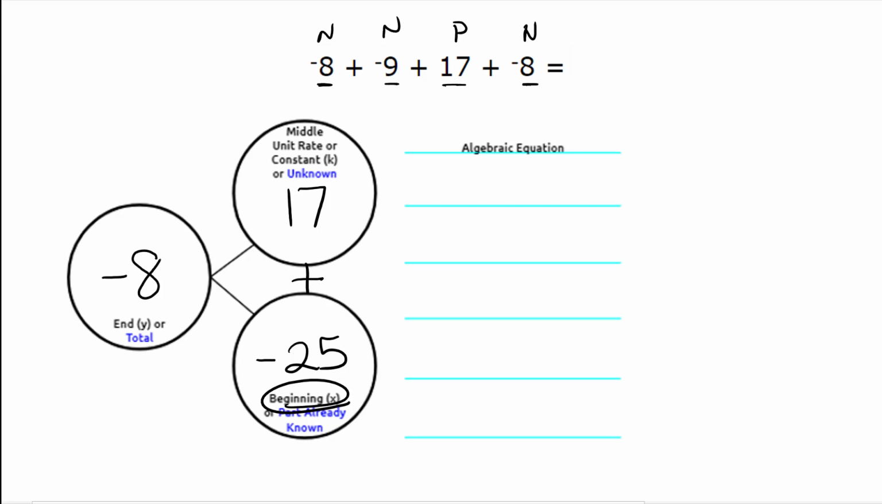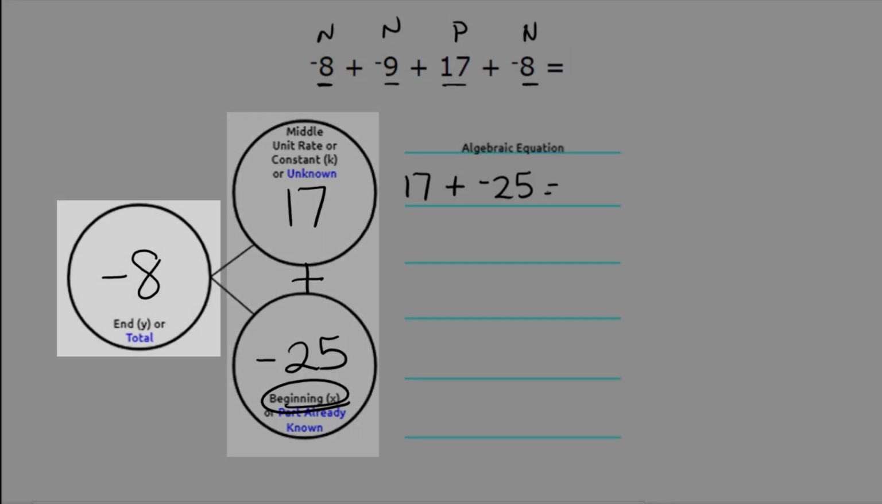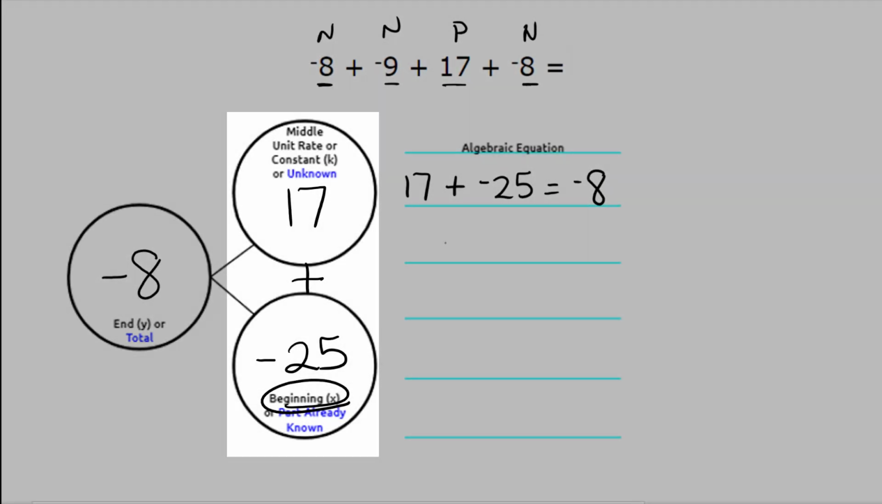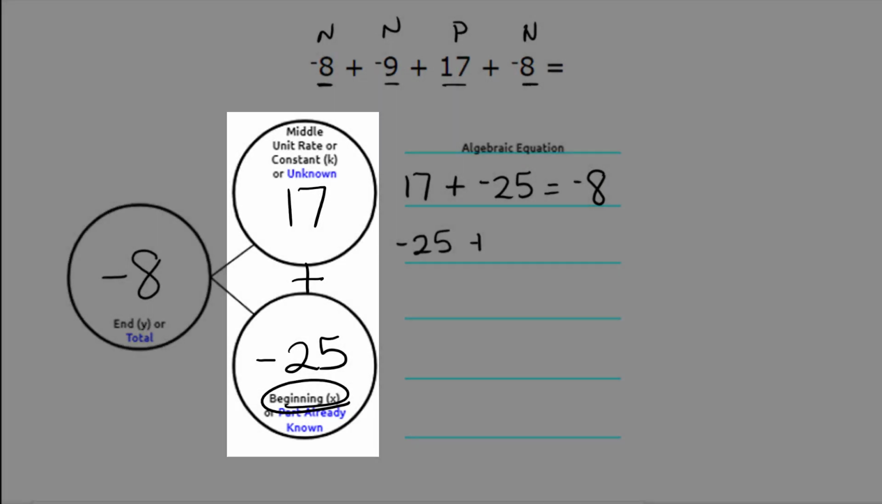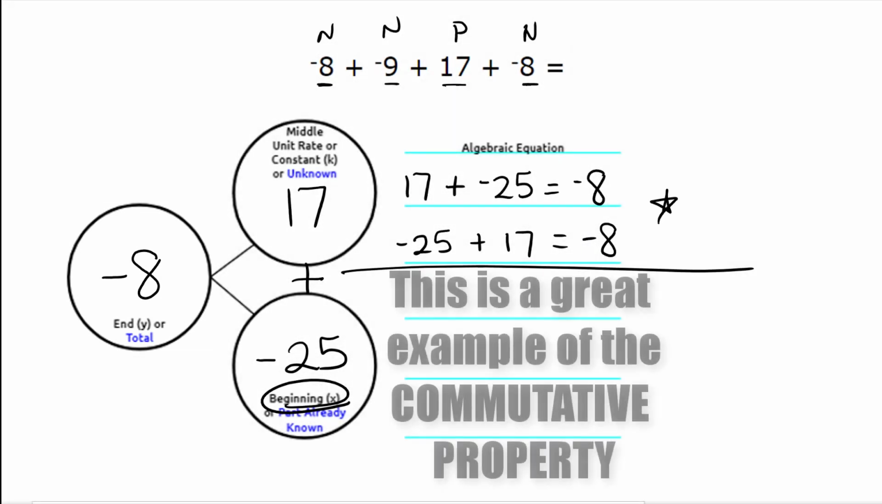Here's our first 2 equations. 17 plus a negative 25 is going to equal negative 8. And the reverse of that: negative 25 plus 17 is also going to equal negative 8. There's the first 2. Done.